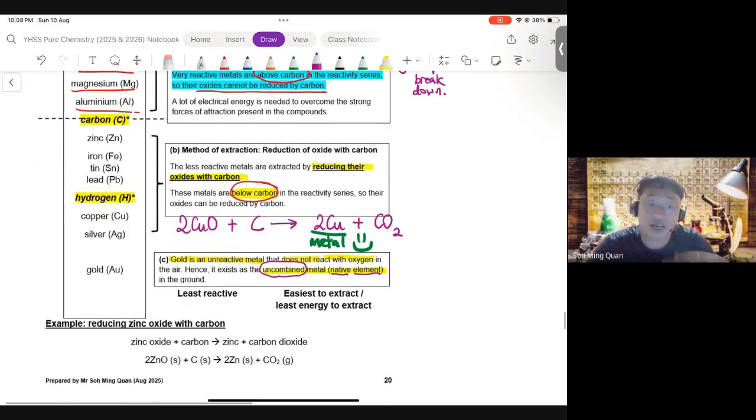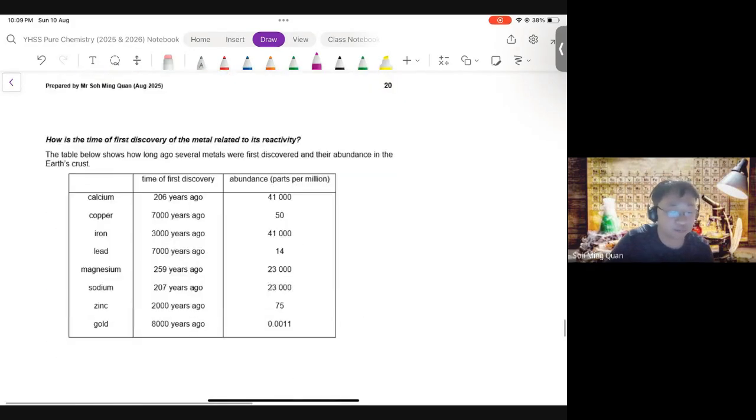Now, I've given you another example of an equation. Zinc is below carbon in the reactivity series. Therefore, zinc oxide can be reduced by carbon and you form zinc metal. Great, I get zinc metal and carbon dioxide gas. Now if you have forgotten this reaction called reducing metal oxides with carbon, please go back to lecture video 2 to revise. Now let's move on.